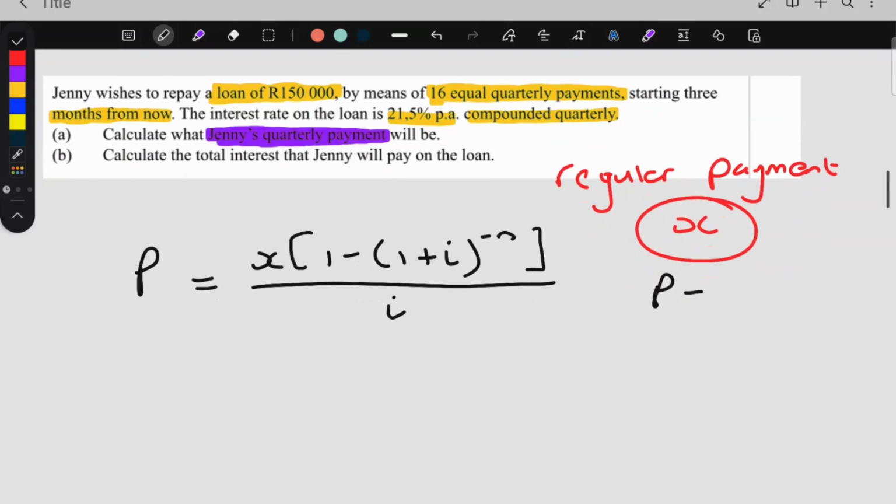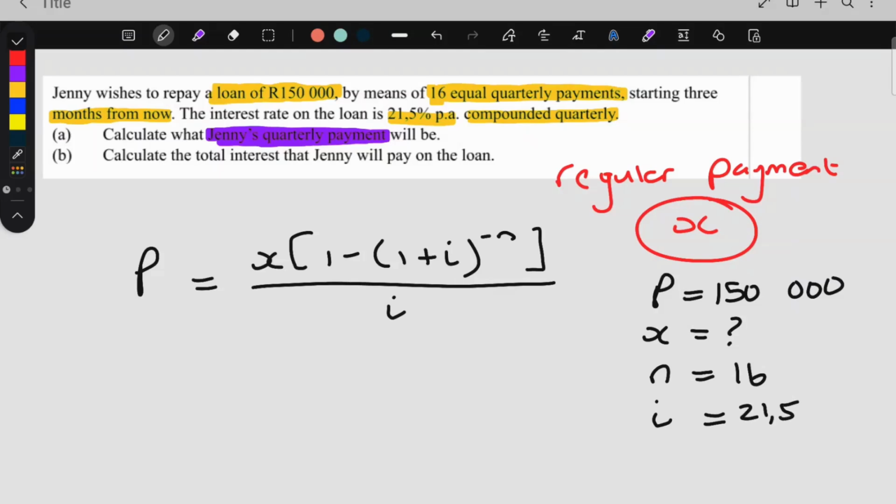So P, let's quickly write here, is the value of the loan. P is 150,000. X is the regular payment. Oh, no, I don't know what that is. N is the number of payments. They tell us it's 16. And our interest is 21.5 over 100 as a decimal. This is 0.215 compounded quarterly. So over 4.